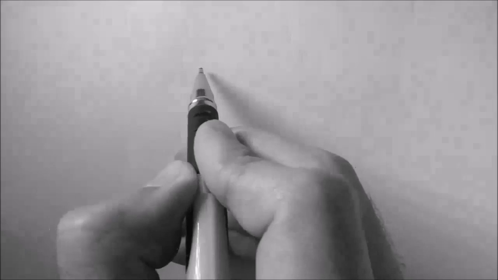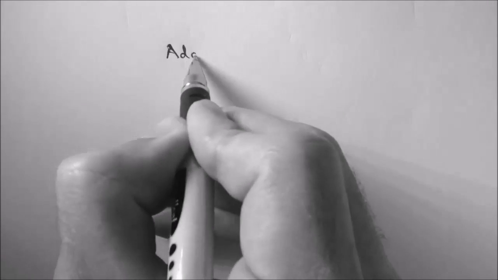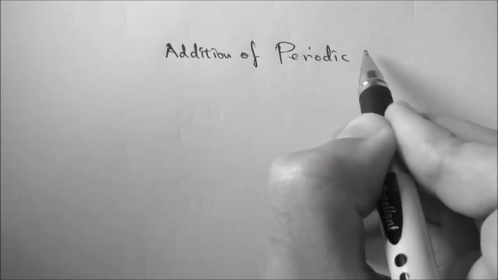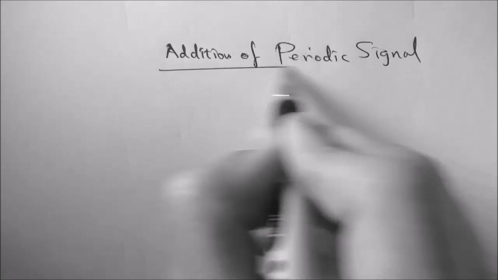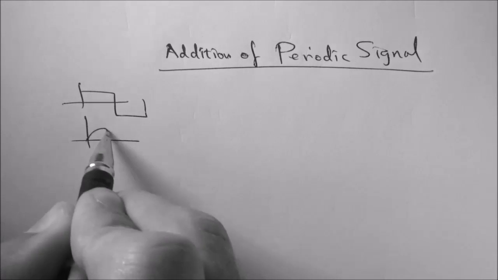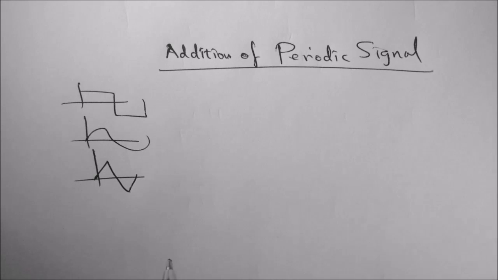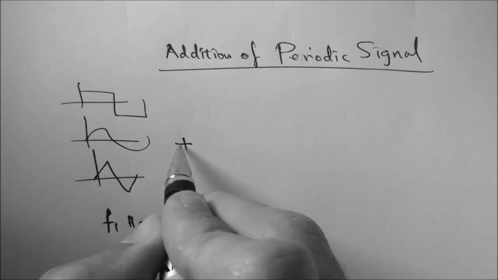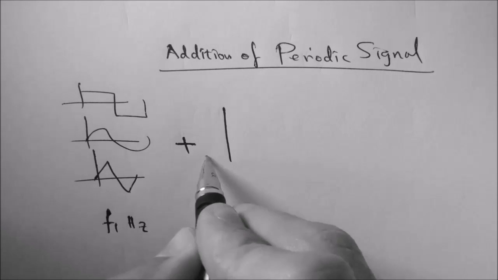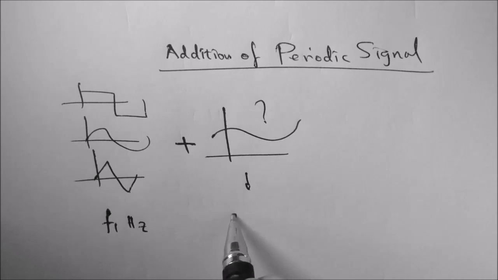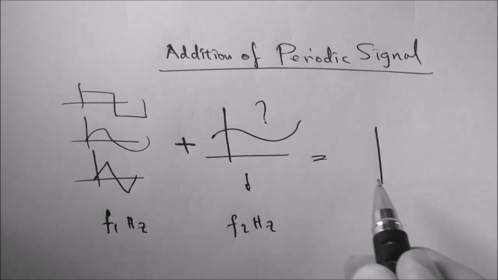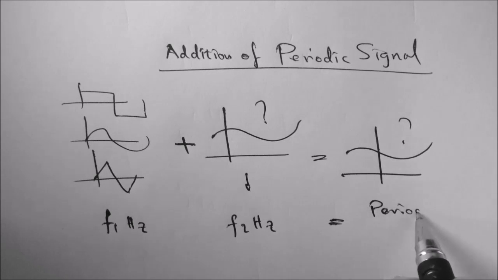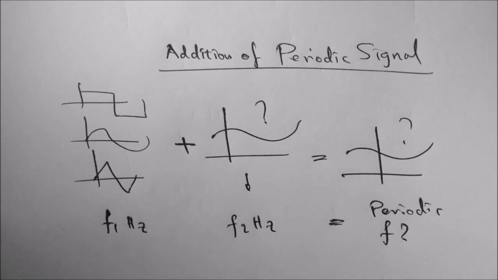Now, before starting with the Fourier series, we need to cover this topic, the addition of periodic signals. If we have a periodic signal, let's say a square wave or a sinusoidal or a triangular wave, just any periodic signal that has a frequency of f1 hertz, and we add another periodic signal, just any one that has a frequency of f2 hertz. Now the result signal, is it periodic or not? And if it's periodic, what's the frequency?